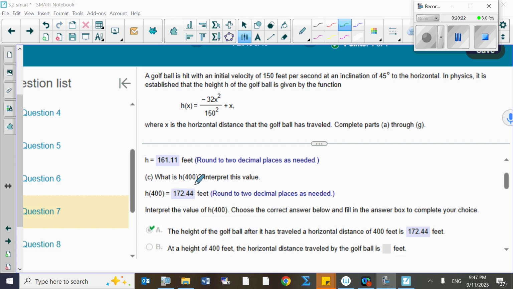Part C is asking us what is h of 400. So simply your x is 400, you plug in 400 into this function, and you're going to find h of 400 equal to this value. In order to interpret the value of h of 400, that means the height of the golf ball after it has traveled a horizontal distance of 400 is this many feet.